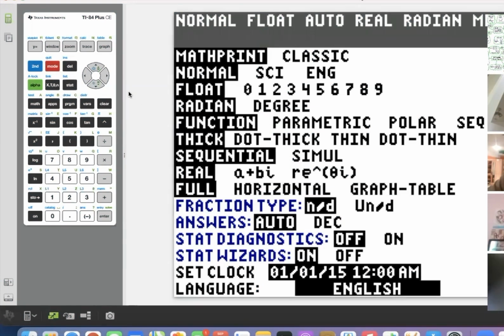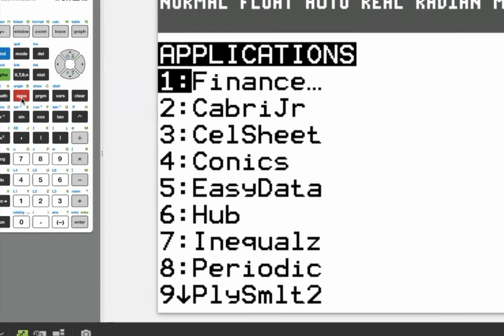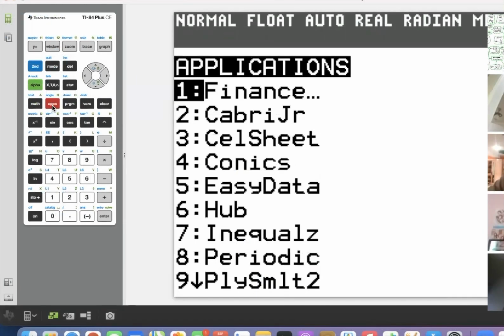Open your GDC and press apps. Everyone, let's just focus on what is given on the screen first. First option is finance, so press 1. And that you should note down in your notebooks also, because when you move on to the next topics, let's say after 2 months, 3 months, you may forget also. So you need to note down also.